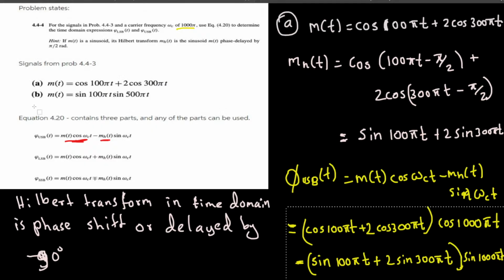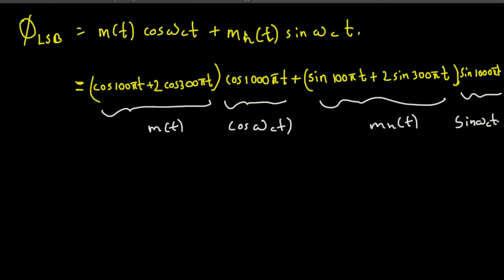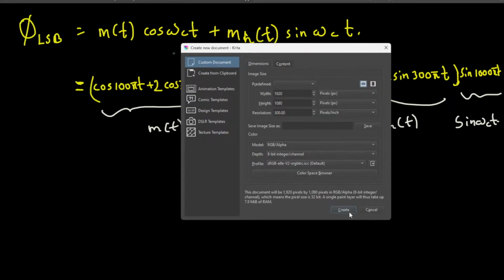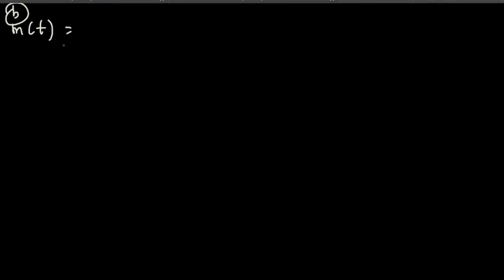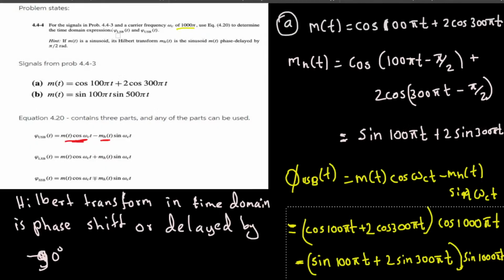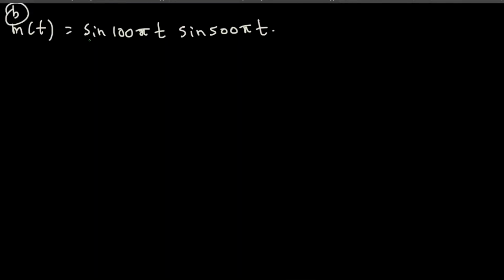Now we have to do the same thing for the part B. Let's write the equation somewhere. I'm going to create a new page for it. So the next message signal provided to us, we are doing the part B, that is given by sin 100 pi t sin 500 pi t. Now in order to apply the Hilbert transform, it's better to express this one in cos addition.